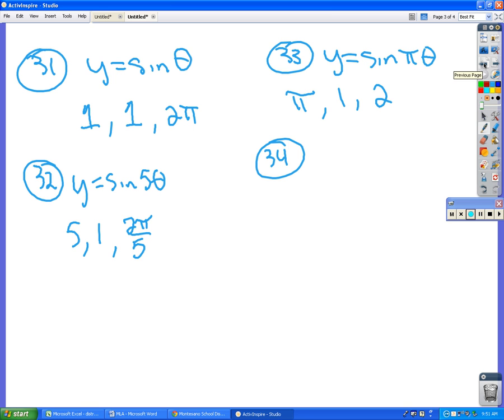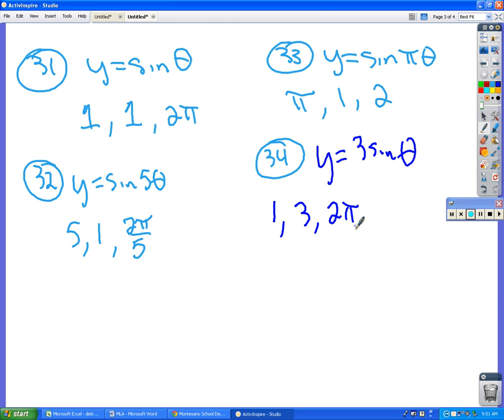So 34. The number of cycles it completes is 1. The amplitude is 3. And since b is 1, 2 pi divided by 1 is 2 pi. Okay? So for 35, the amplitude is not negative 5 because the amplitude is a distance, so it's always positive. It's 5. Okay? The number of cycles it will complete is 1, and the period is 2 pi.